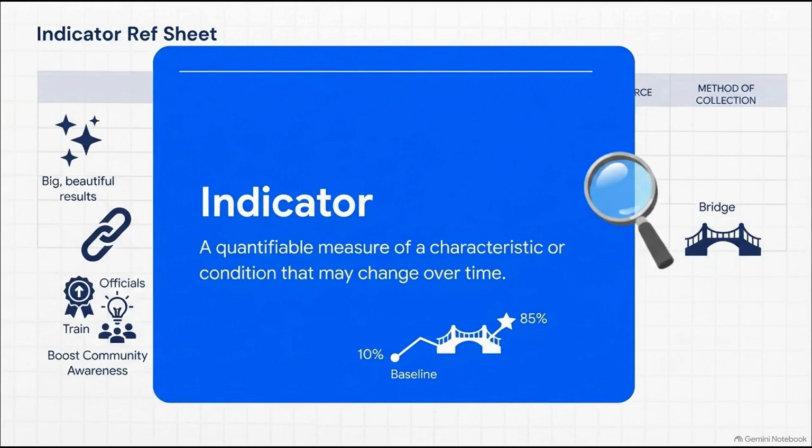USAID officially defines an indicator as a quantifiable measure of a characteristic or condition of people, institutions, systems, or processes that may change over time. The key takeaway? An indicator has to observe and measure change consistently. It's literally the bridge between your abstract hope for a program and the concrete reality on the ground.